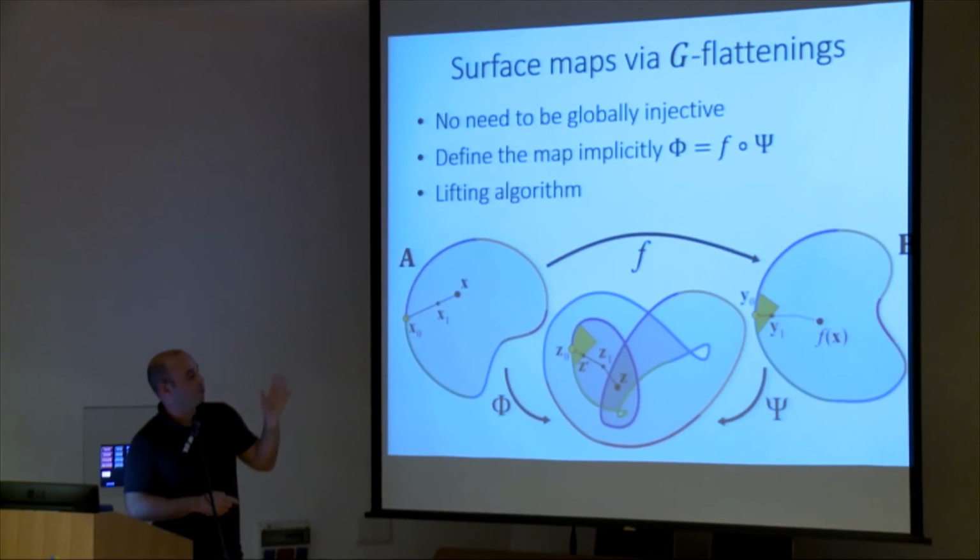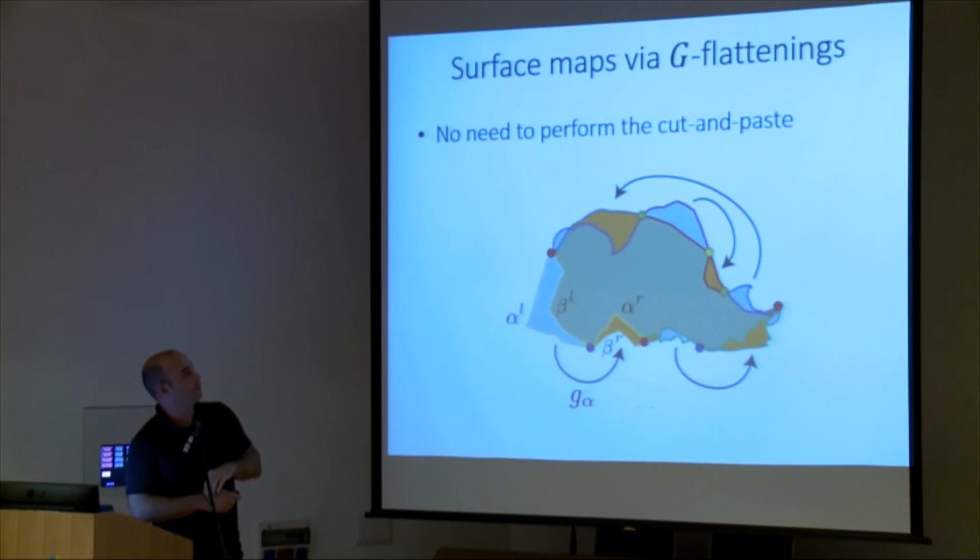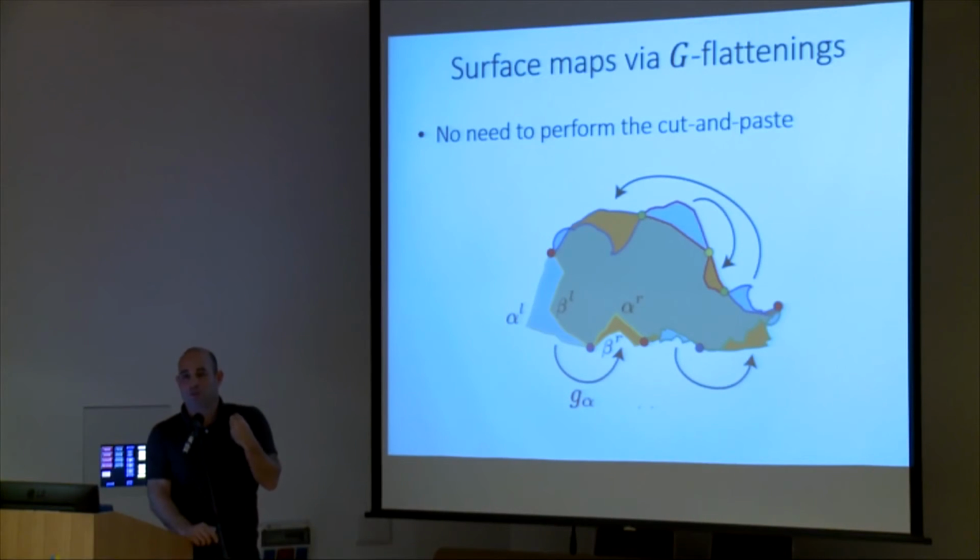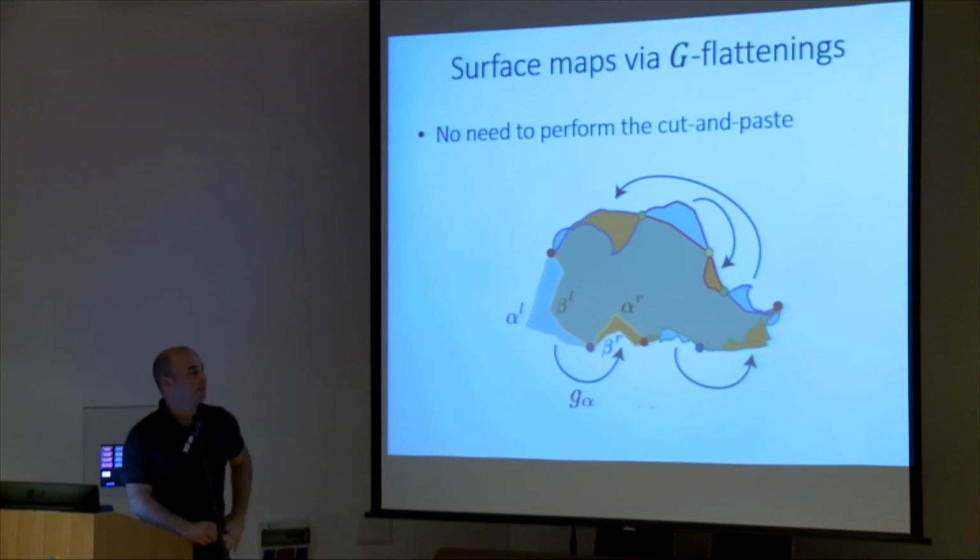There are topological issues about that, but let's leave that. In practice, I just want to say that algorithmically, there's no need to actually cut and paste. That's just an intuition. You can produce a lifting algorithm that just takes a spanning tree, and every time it crosses an edge, you just jump by the similarity. There's no need to actually cut the thing.